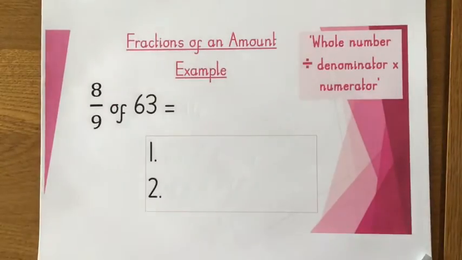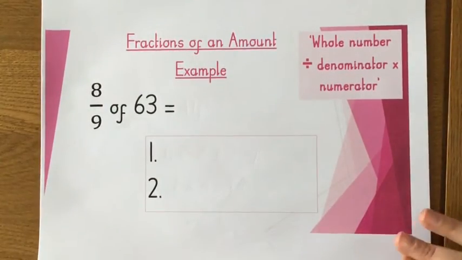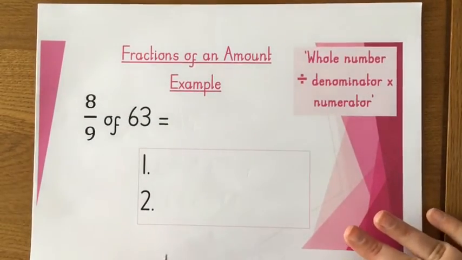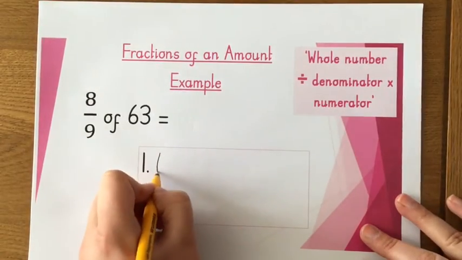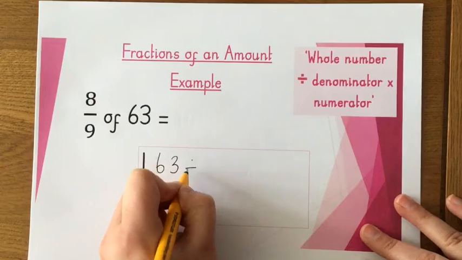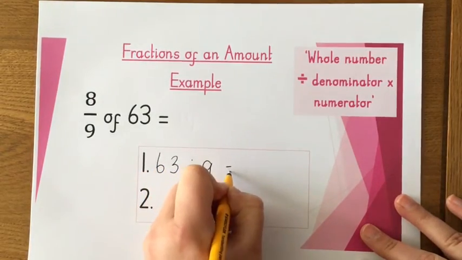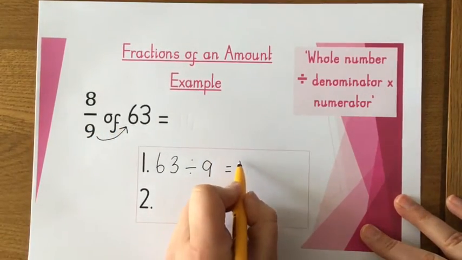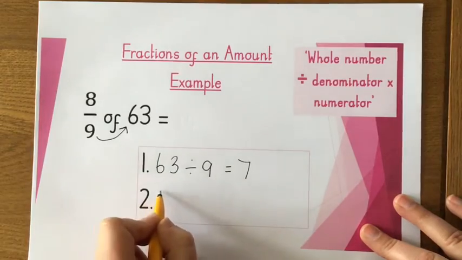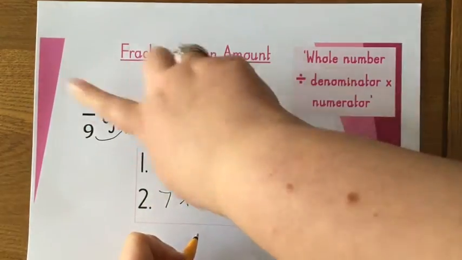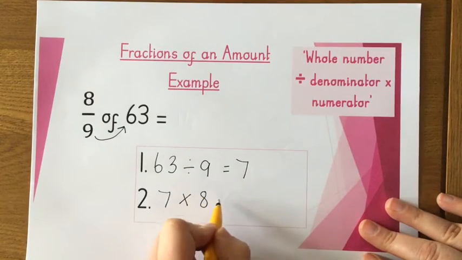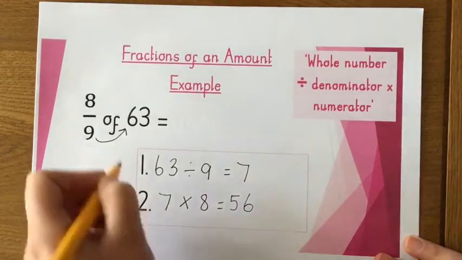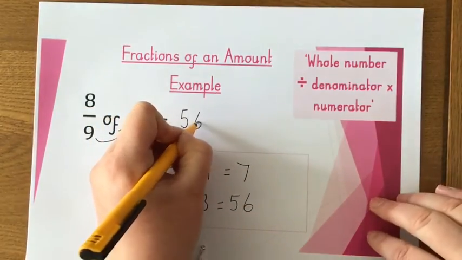Okay, here I've got 8/9 of 63. So again, the same set of rules this time. My whole number is 63. So 63 divided by 9 equals, or how many 9s are in 63? That is 7. Then my answer, times by the numerator, 7 times 8 is 56. So 8/9 of 63 is 56.